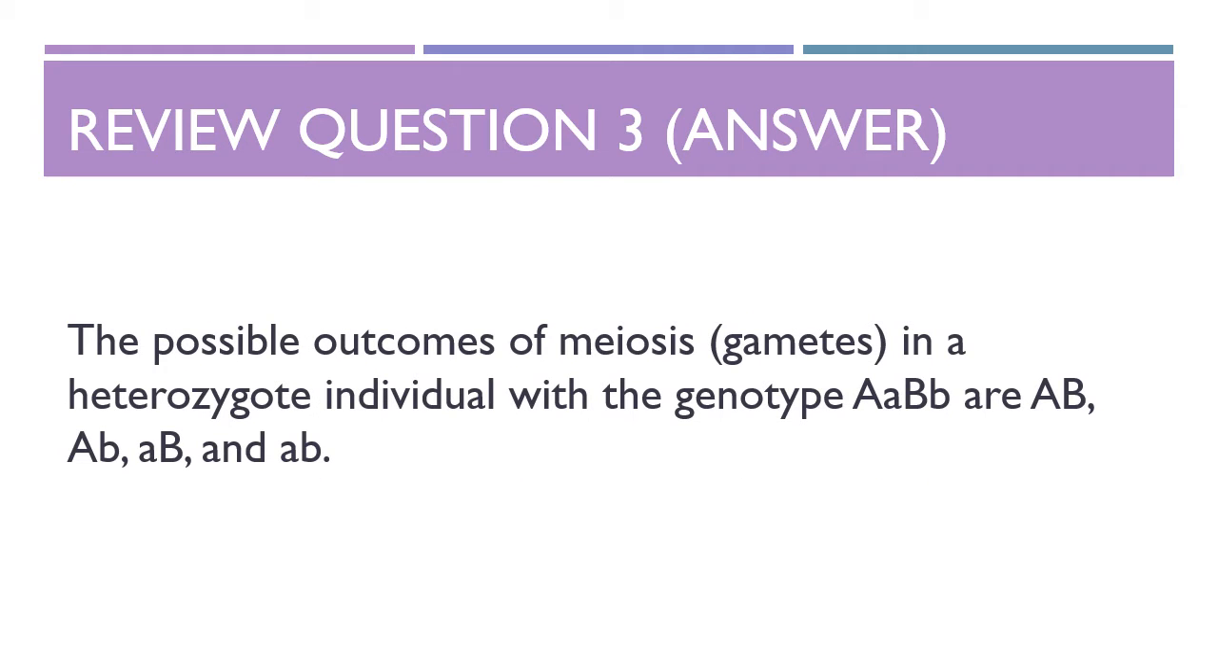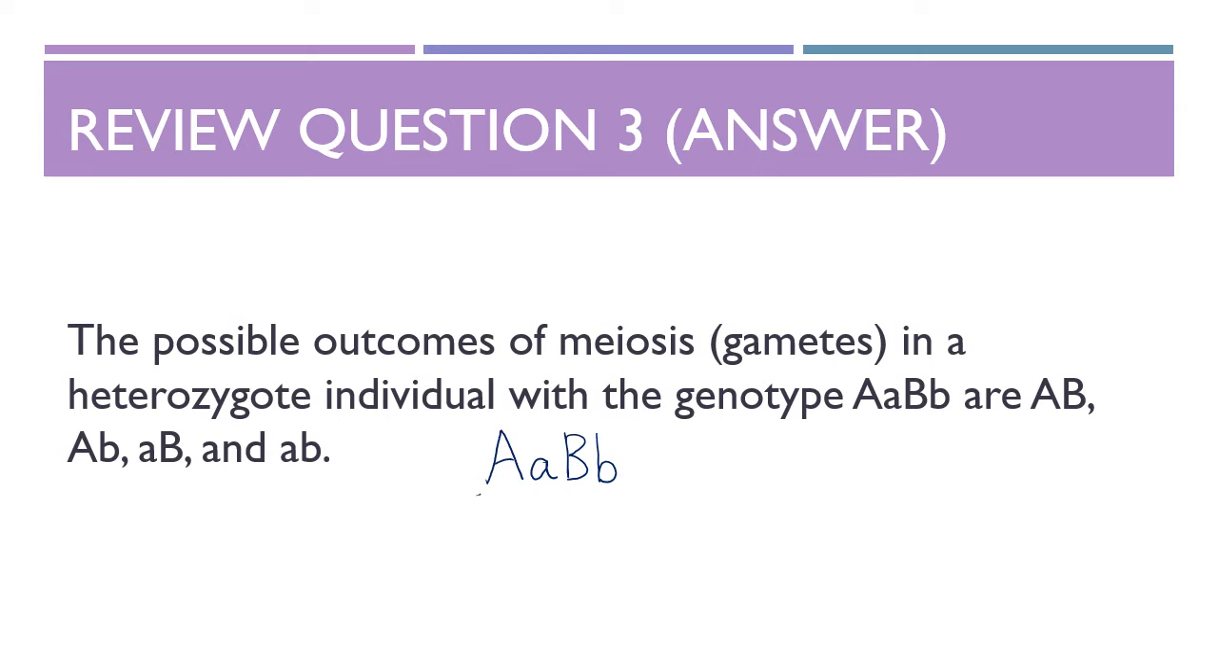Okay, so the possible outcomes of meiosis, so the gametes that will be resulting from this heterozygote individual with the genotype capital A, lowercase a, capital B, lowercase b, are capital A capital B, capital A lowercase b, lowercase a uppercase B, and lowercase a lowercase b. If we want to visualize that, I write the genotype here of the heterozygote for the 2 genes, remembering independent assortment, those alleles are sorted independently of each other, and remembering that gametes are haploid, so I get 1 copy of each gene.